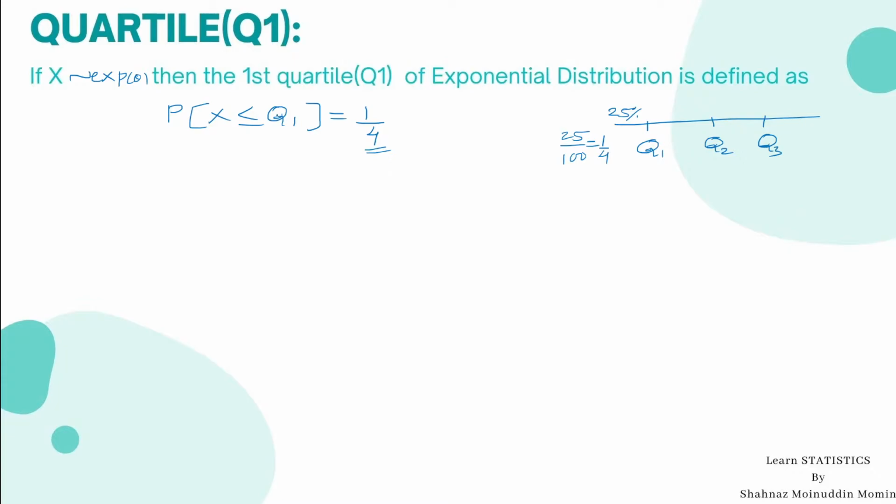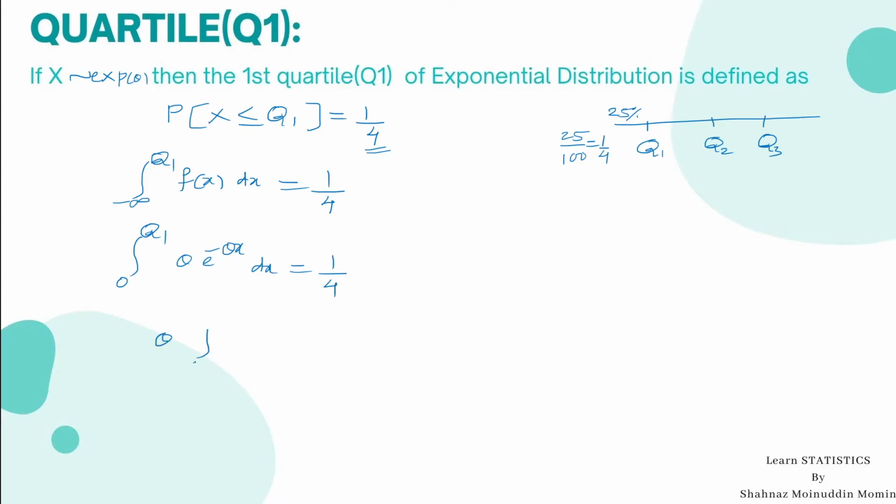We will calculate this probability with the help of integration, as x is a continuous random variable. Integration minus infinity to Q1 f(x) dx. Here f(x) is the PDF of exponential distribution. Since exponential distribution has range 0 to infinity, the limit starts from 0 to Q1. Theta e raised to minus theta x dx is equal to 1 upon 4.